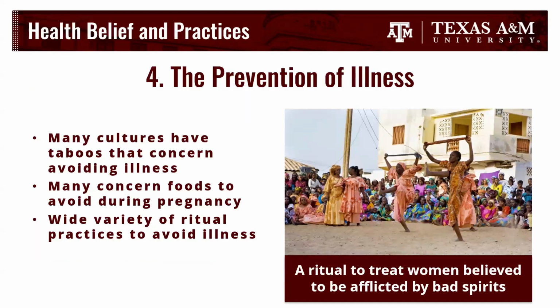And then we have the prevention of illness. Cultures have taboos that concern avoiding illness. For example, many of these taboos deal with foods to avoid during pregnancy, and that can actually negatively affect pregnant women who need a lot of good nutrition. There are also a lot of varieties of rituals to avoid illness. This picture is from a Senegalese tribe in Africa, I believe, that has a ritual every 2 years to help women who are afflicted by bad spirits.